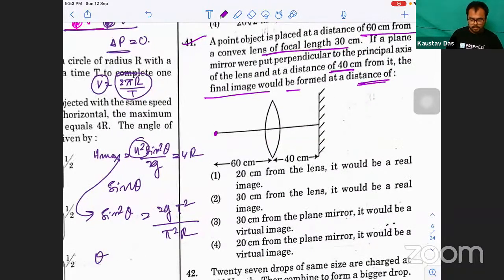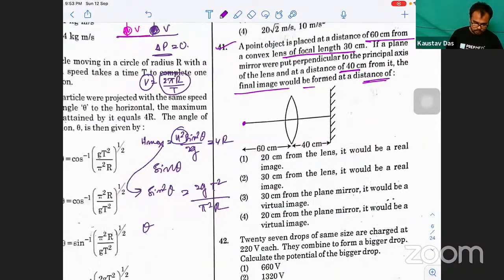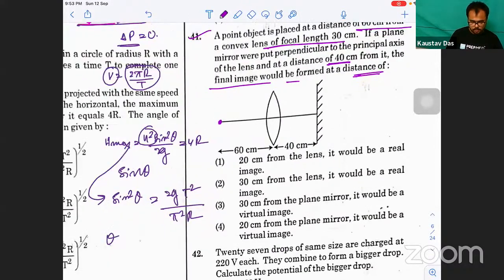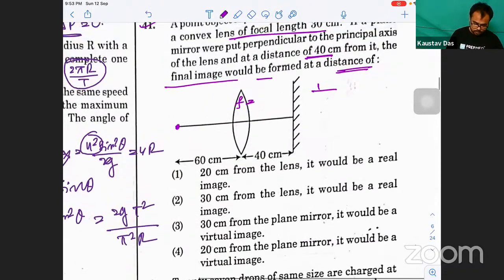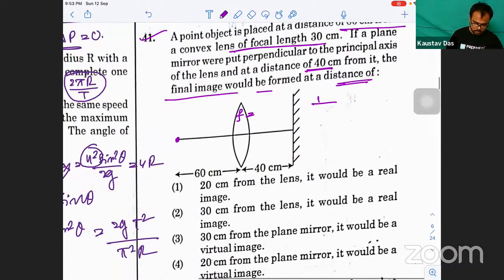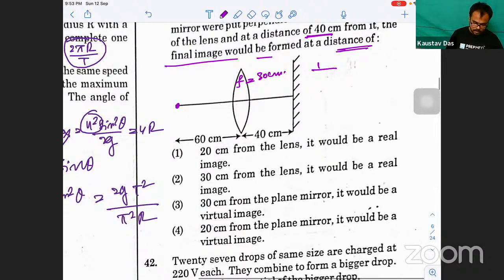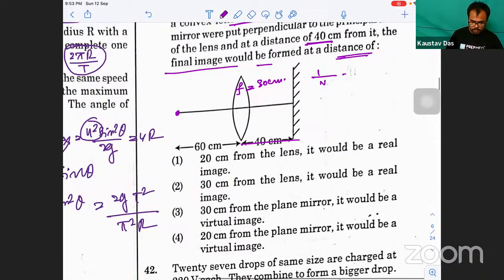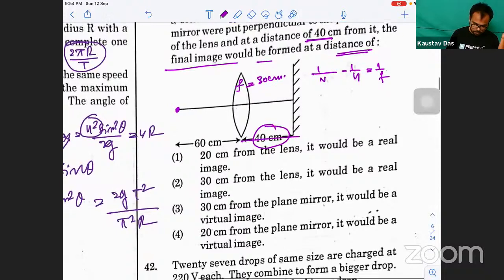Here you can simply apply the formula. You don't have to put in any effort. Find the final image using the lens formula, where the focal length is given as 30 centimeter and the separation is 40 centimeter. Use 1 by V minus 1 by U equals 1 by F. You don't have to worry about the 40 centimeter right now. Find the value of V. After that, you have to think about whether the image is going to form beyond the mirror or ahead of the mirror, so you don't have to calculate it. You can get the value, and after the final calculations, we have found the value of V.